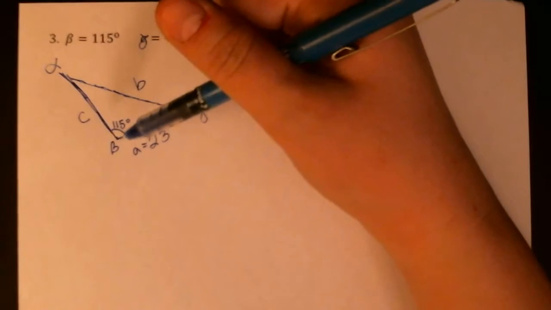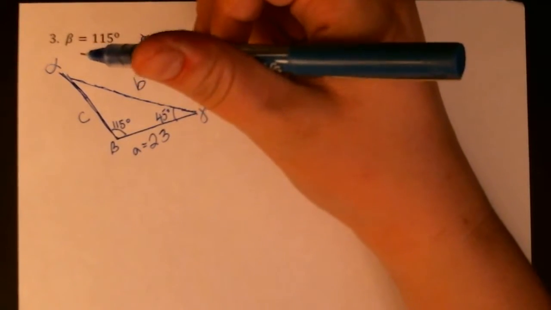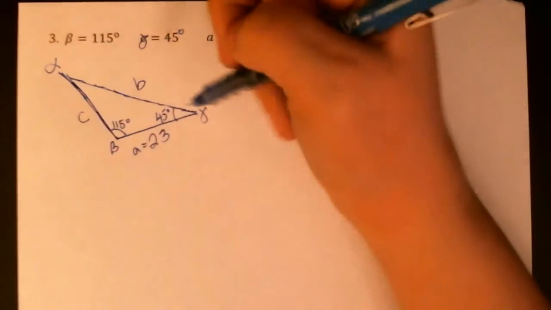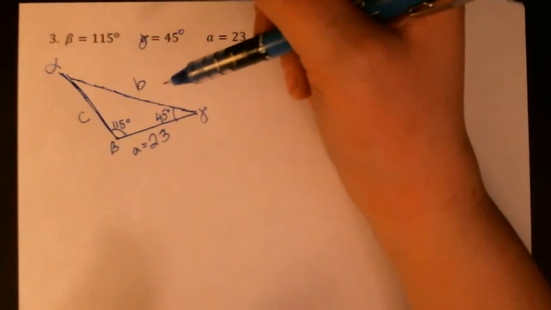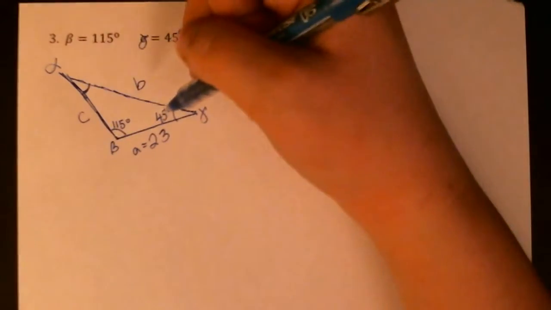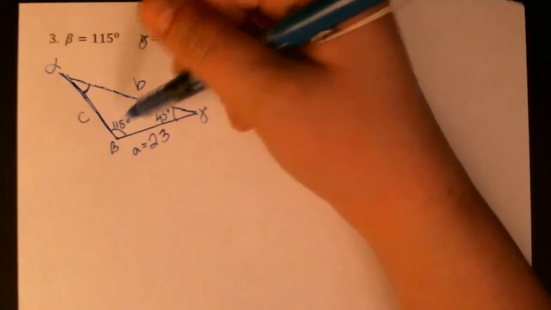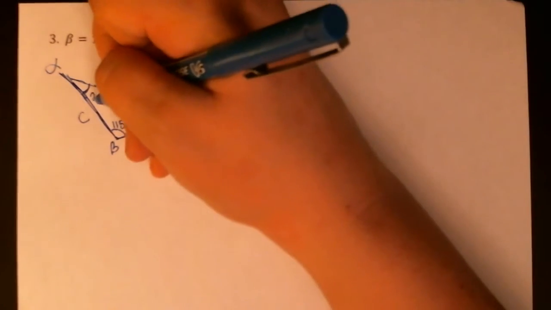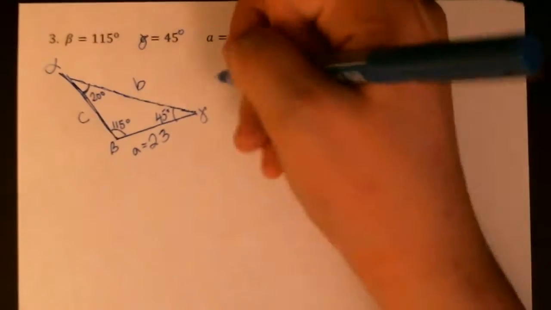Okay, so looking at this, if I want to set up my law of sines, I need that known pair, and I don't have one. I have beta but not B, I have gamma but not C, and I have A but not alpha. So in terms of picking out two of the ratios in law of sines, I'm kind of in trouble. So this is where it's really important that you remember that if you've got two angles, you've really got three. So what's the sum of this? 115 plus 45 is 160, which means that this has to be 20 degrees to make them add up to 180.